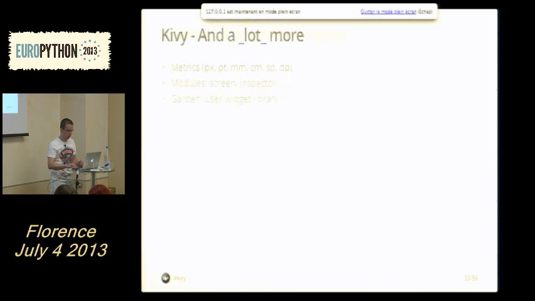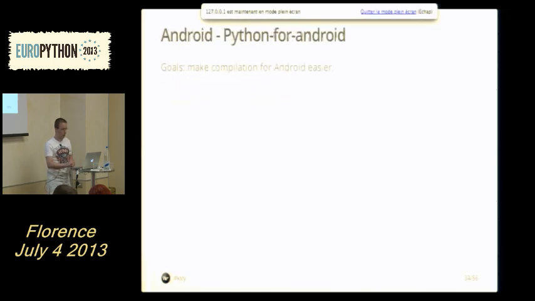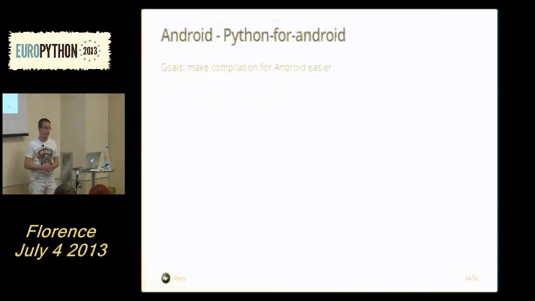Okay, I need to go further. Python for Android. Python for Android is a toolchain that is able to compile Python to ARM. The initial goal was to make the compilation on Android easier. I think we get it, but the user didn't get it, and we lack some documentation. But I work a lot on it, and I think the very last documentation on the website is good. So you need to tell me about it.